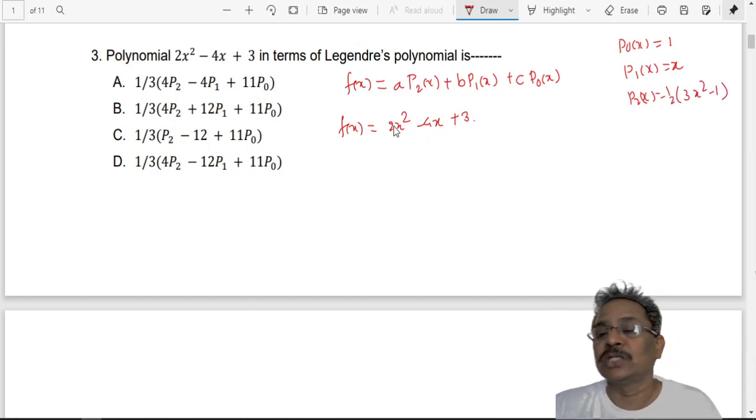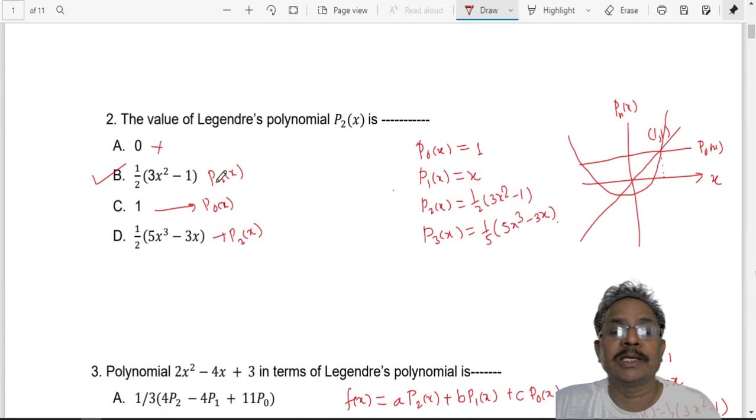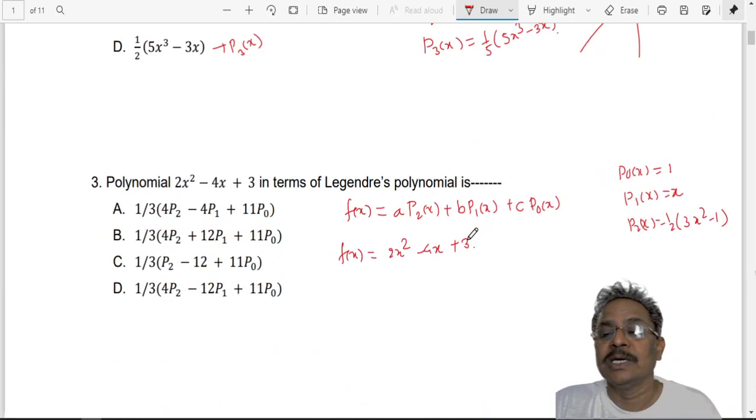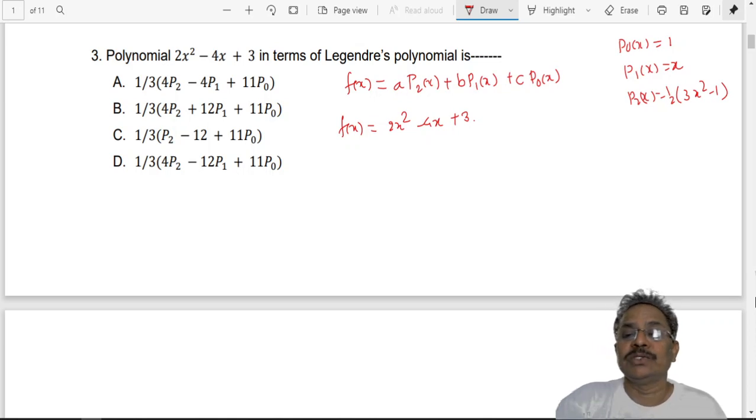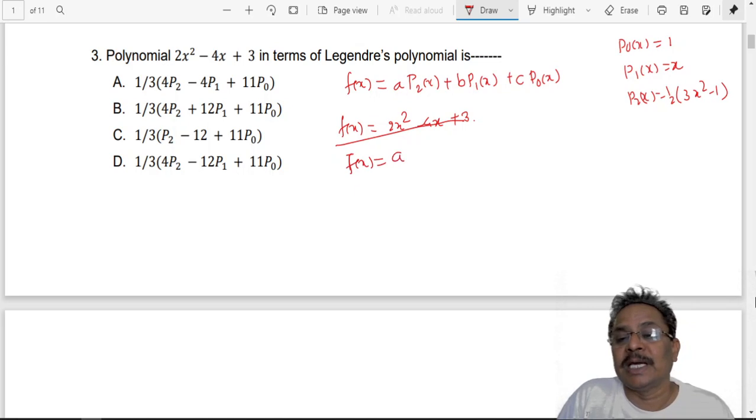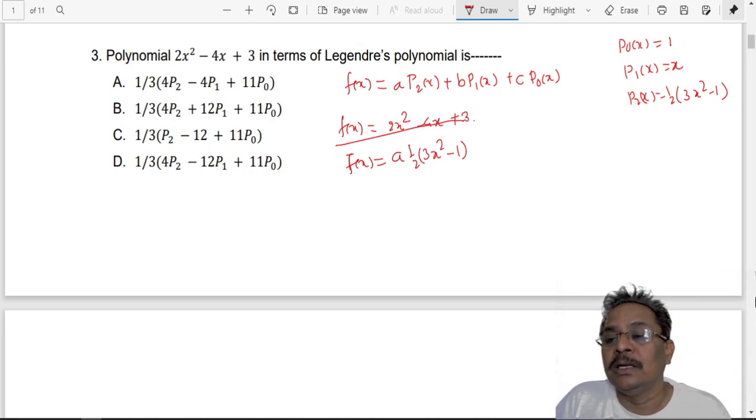So these are the actual values of p1x, p2x and p0x. Now I can write these earlier values in this equation. So here this is the given polynomial for me, and this is what f of x we have defined. So write f of x is equal to a times p2x, which is 1/2 times 3x square minus 1, then b times p1x, which is simply equal to x, and plus c times p0x, which is multiplied by 1.